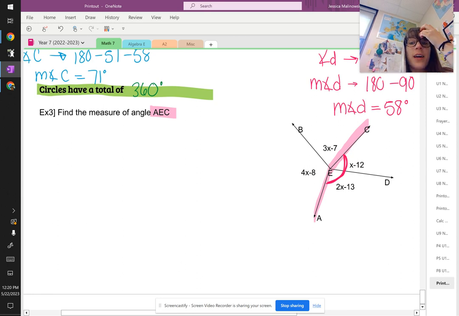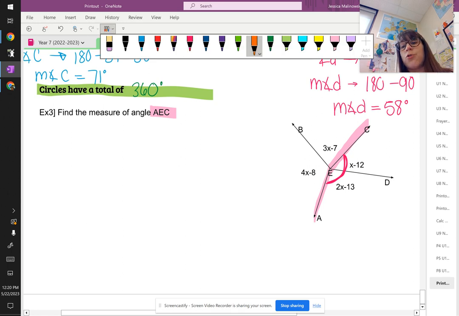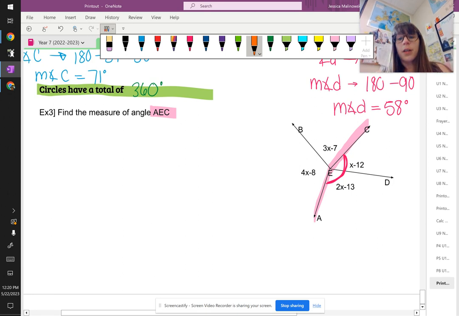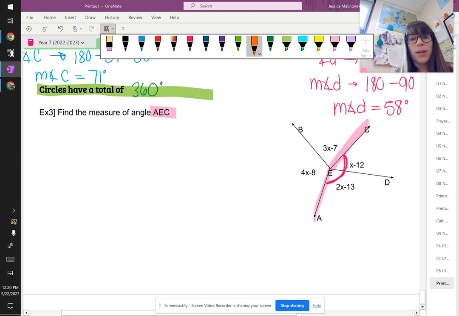But I can't do that until I figure out what X is. And I cannot figure out what X is with just those two angles because it doesn't form a straight line, so it's not supplementary. It's not complementary. There's no right angle box. And it's also not a triangle, so I can't use the 180 thing.